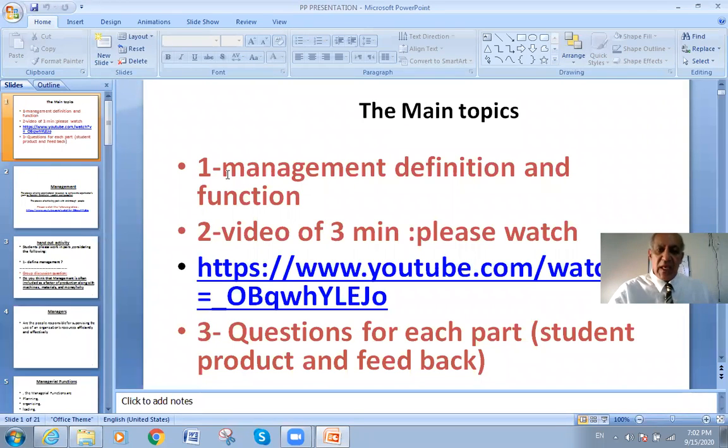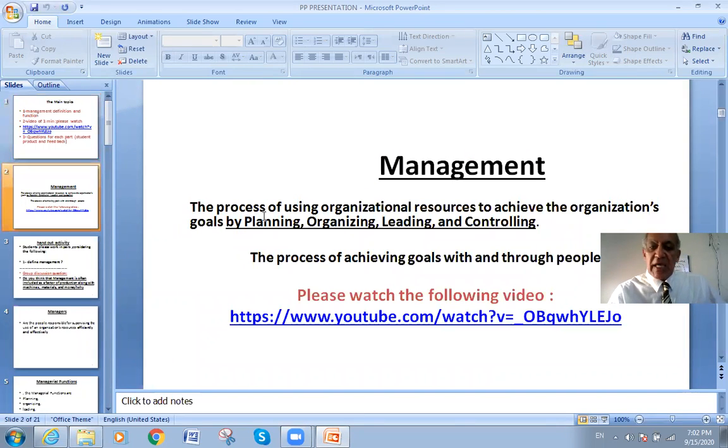Okay, let's go. Management, like you see, is the process of using organizational resources to achieve organizational goals by planning, organizing, leading, and controlling. That's fine. And there is another idea for it, which is the process of achieving goals with and through the people of your organization. This is another one. But I care about the second one actually.